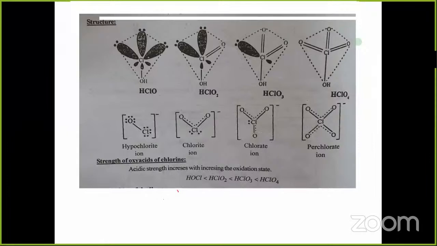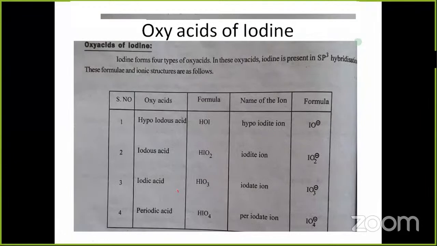So these are anion structures: hypochlorite anion, chlorite, chlorate and perchlorate. And for the strength: which of the following is the strongest acid out of the 4 acids? Acidic strength increases from HOCl to HClO4. The final one is the strongest acid. The remaining I will discuss in the next class.